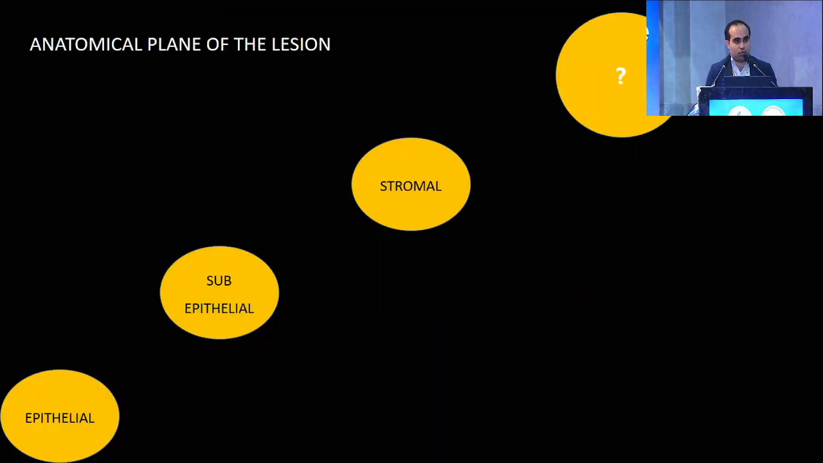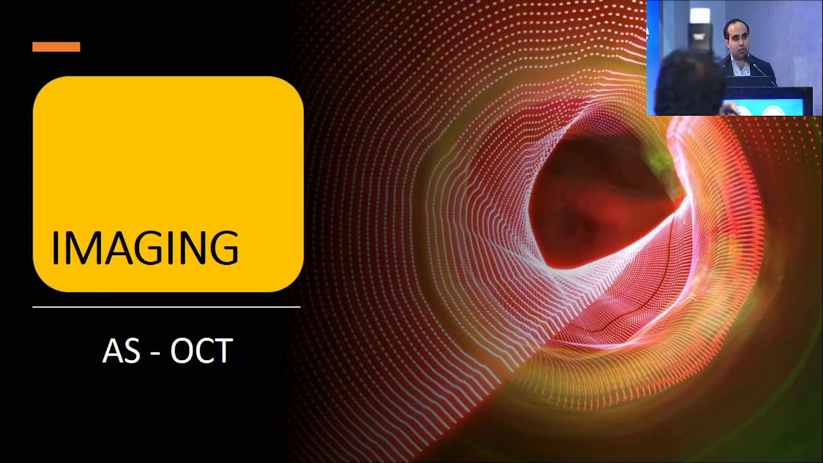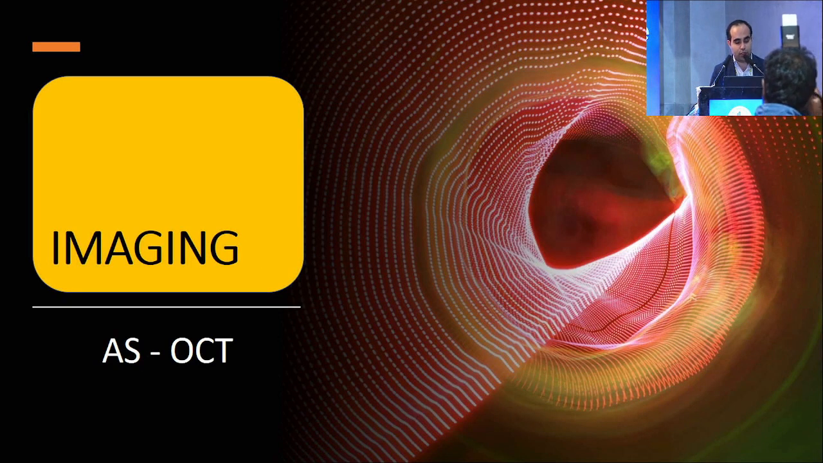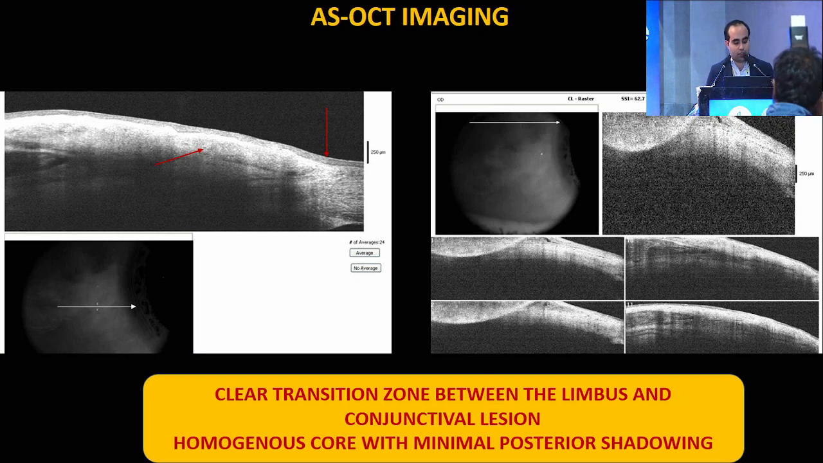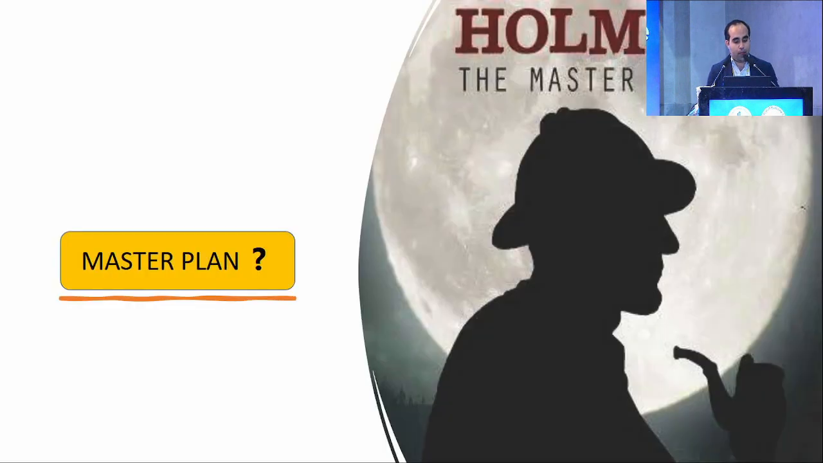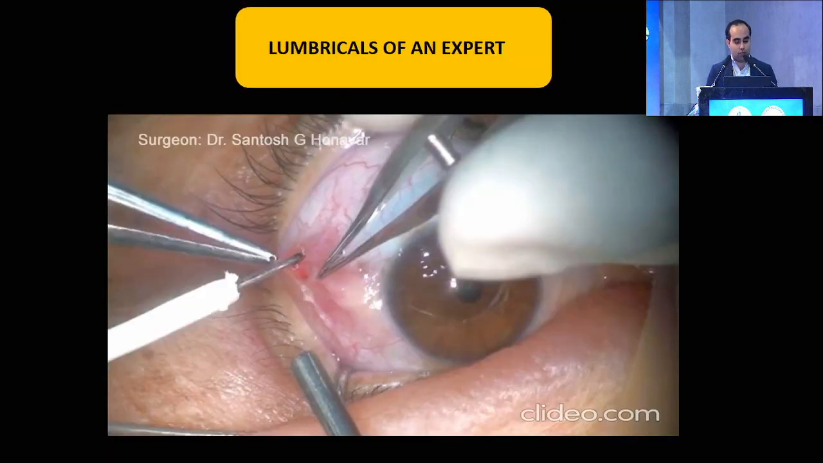So what do we do to decide upon the plane of the lesion? Clinically, yes, an epibulbar mass, but what can help us further is imaging, which is an anterior segment OCT. It shows a clear transition zone between the limbus and the lesion and a homogeneous course with minimal backshadowing. What would be the master plan? Because the definitive diagnosis is always histopathological, what better than to put the surgeon's skill to work?